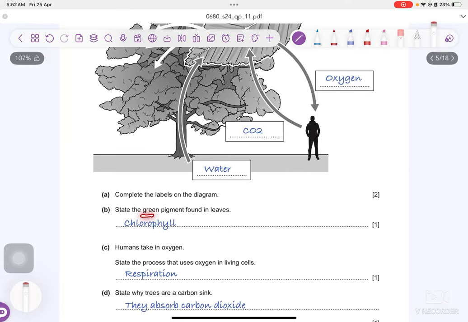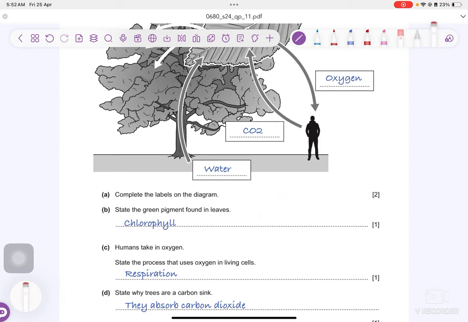State the green pigment from leaves. It's going to be chlorophyll. Do not write chloroplast, because the question specified what exactly they're searching for. They're searching for the green pigment. The pigment itself is the chlorophyll, okay? Not the chloroplast. The chloroplast contains the chlorophyll, and that chlorophyll is the green pigment. So you cannot say chloroplast.